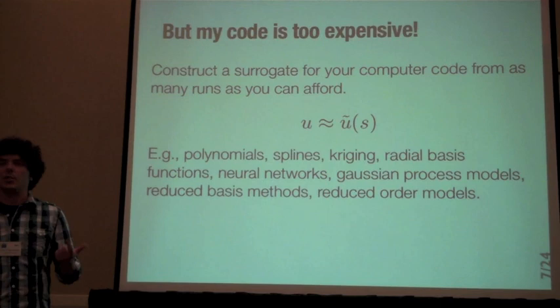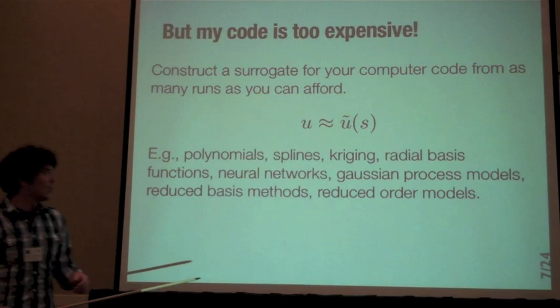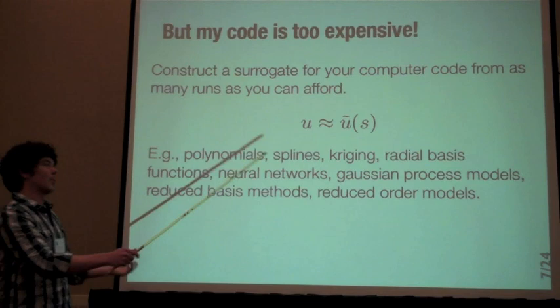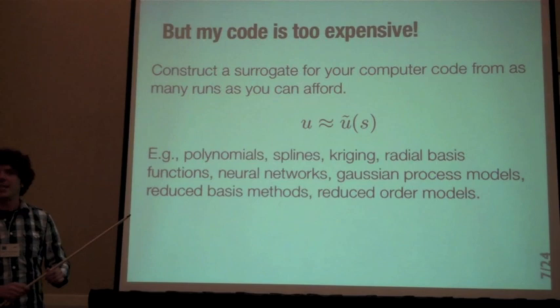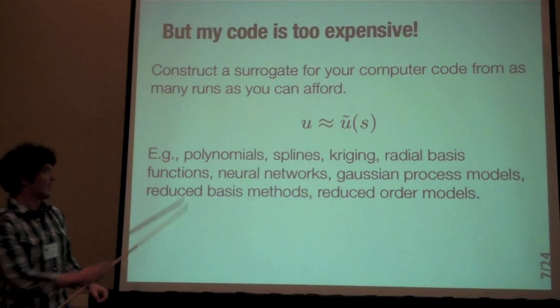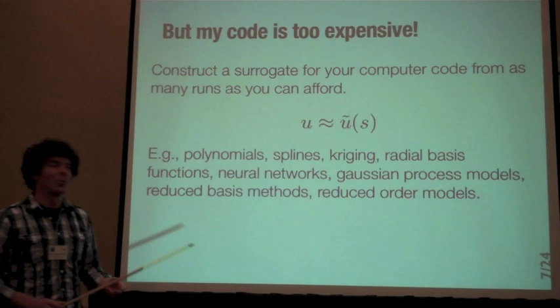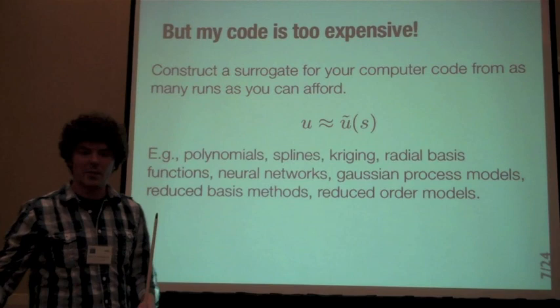And for example, what might you use for the U tilde? You might use polynomials, splines, Kriging, radial basis functions, neural networks, Gaussian process models, reduced basis methods, reduced order models. Last night, David and Chichi and I were up until 2 in the morning. I think we had maybe doubled this list, and I cut them down just in case anybody asked any questions about anything from this list. I wanted to only mention ones that I could say something about. But there are a whole host of these types of surrogate modeling approaches to approximate the same kind of input-output map, and each has its own advantages and disadvantages.